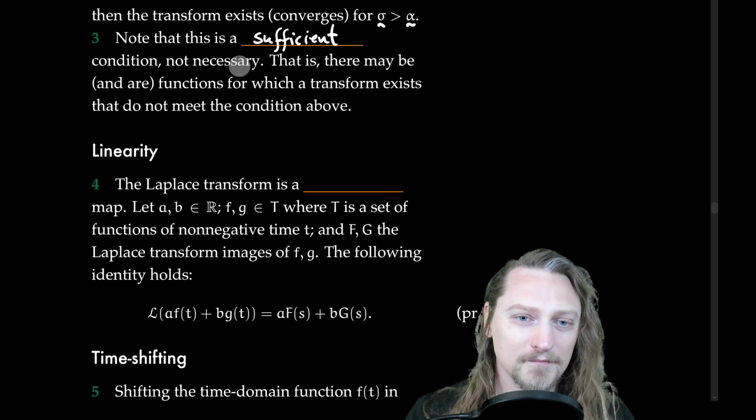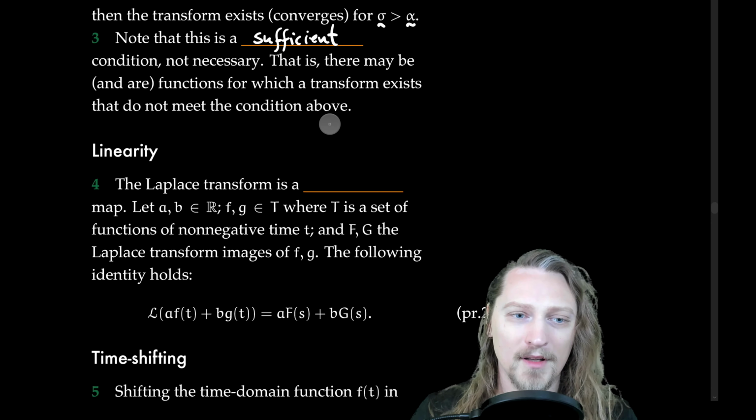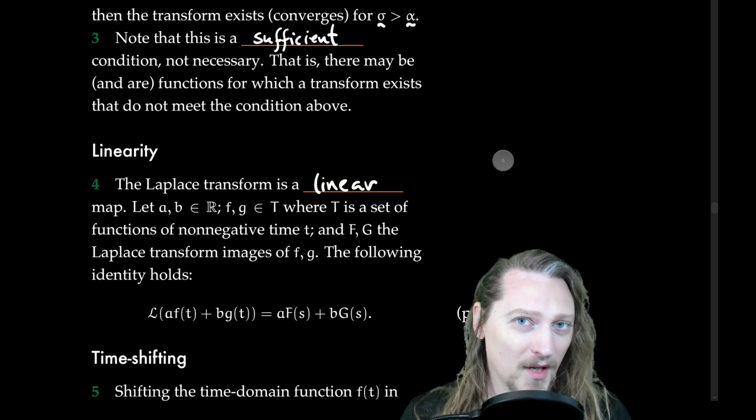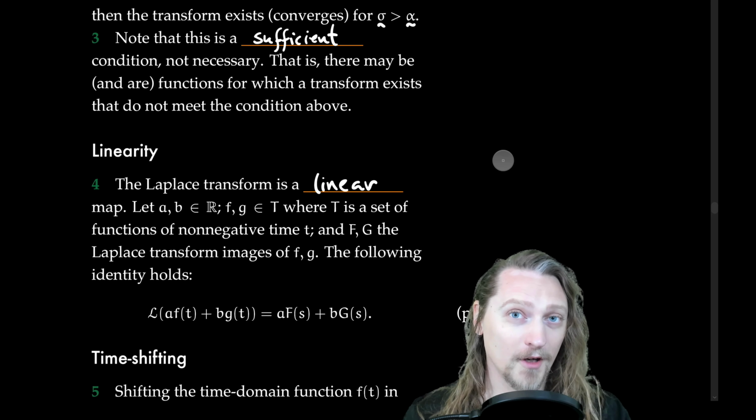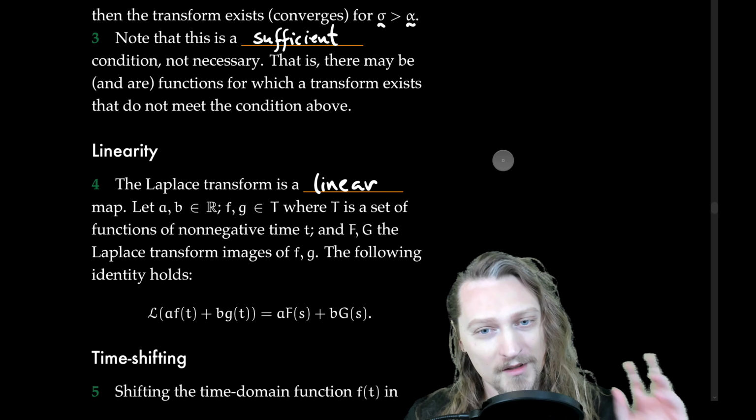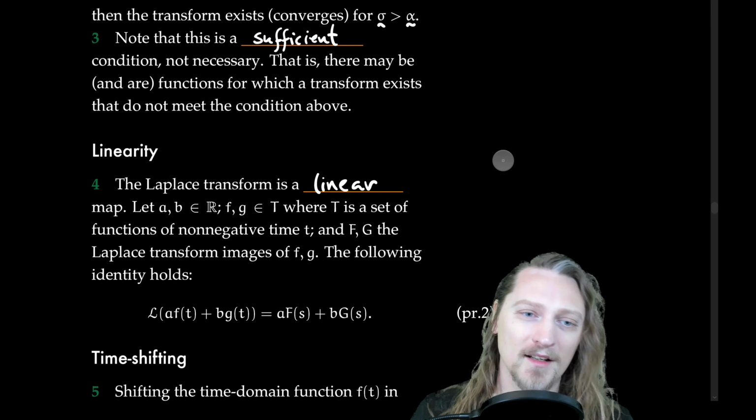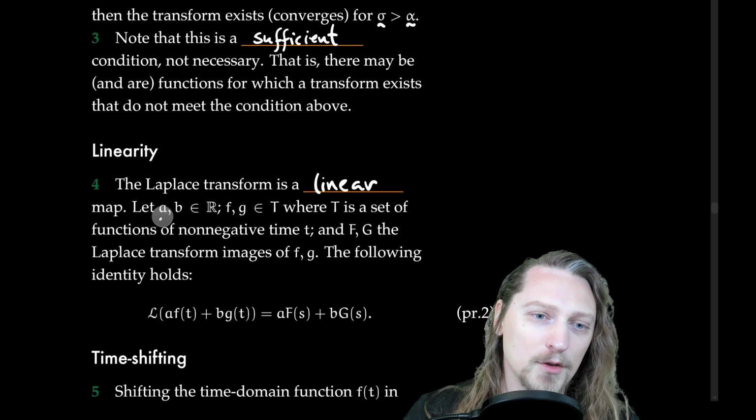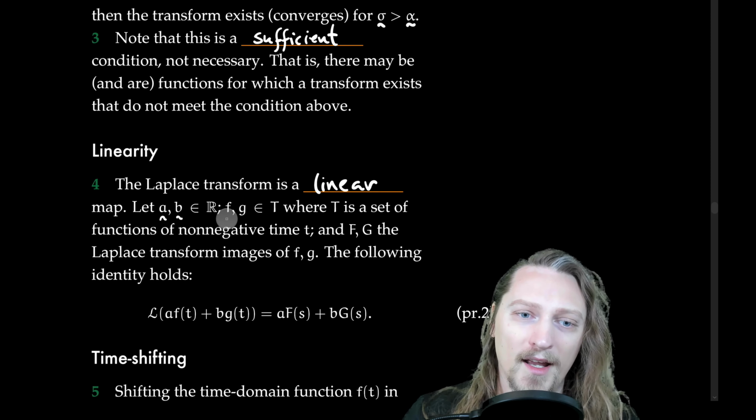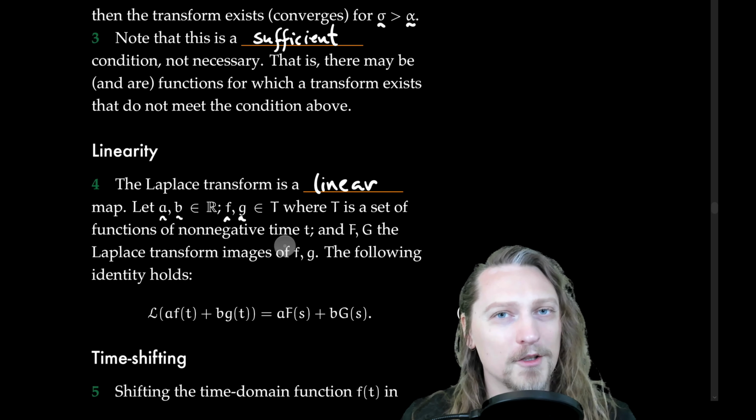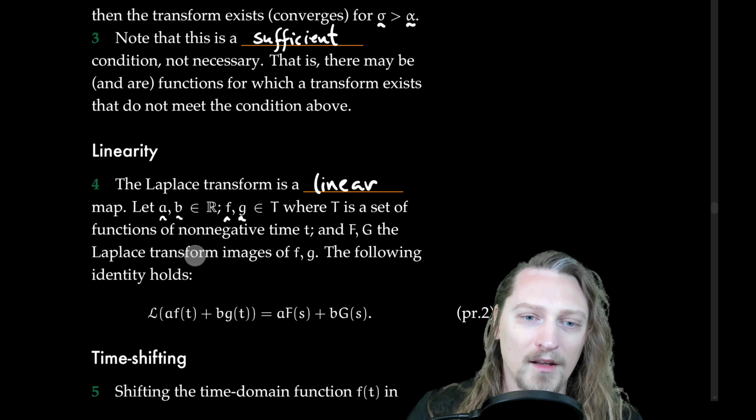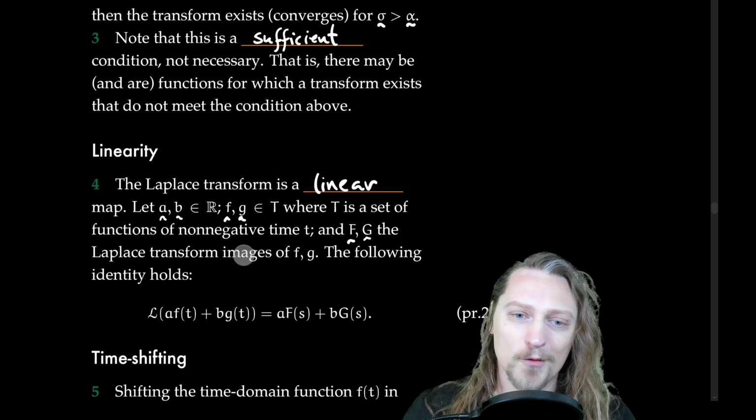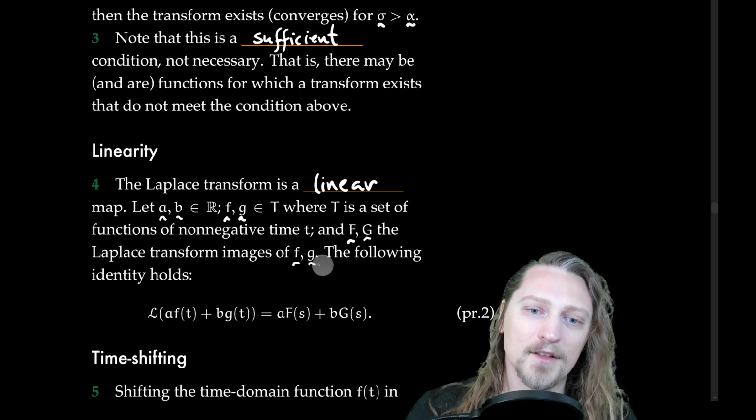Linearity. The Laplace transform is a linear map. We had previously mentioned that it is a map of functions to functions, but it's a linear map, meaning that, defining that linearity in detail here, we have two real numbers, a and b, and two real functions of time. We also have F and G, the Laplace transform images of little f and little g.